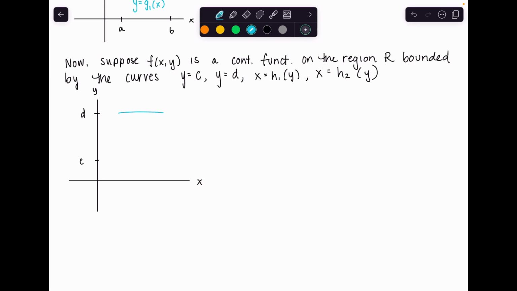So here, maybe this looks like this. Here's y equals d. And then maybe y equals c ends up being down here. And then we've got x being some function. Maybe it's got some kind of curve to it. Looks something like this. The rightmost will be the second function, h2 of y, and the innermost closest to the y-axis will be h1 of y. So this is my region I'm integrating over.